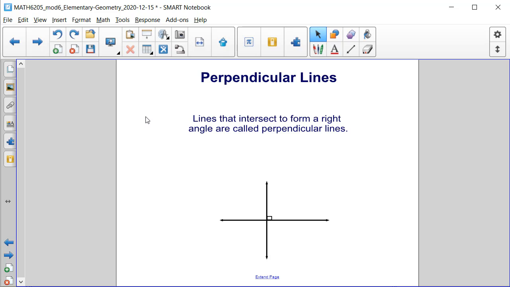Perpendicular lines. Lines that intersect to form a right angle are called perpendicular lines. We can see that these two lines are perpendicular, and when they do intersect and are perpendicular to one another, we usually use a small rectangle to denote that lines are perpendicular and that right angles are formed.